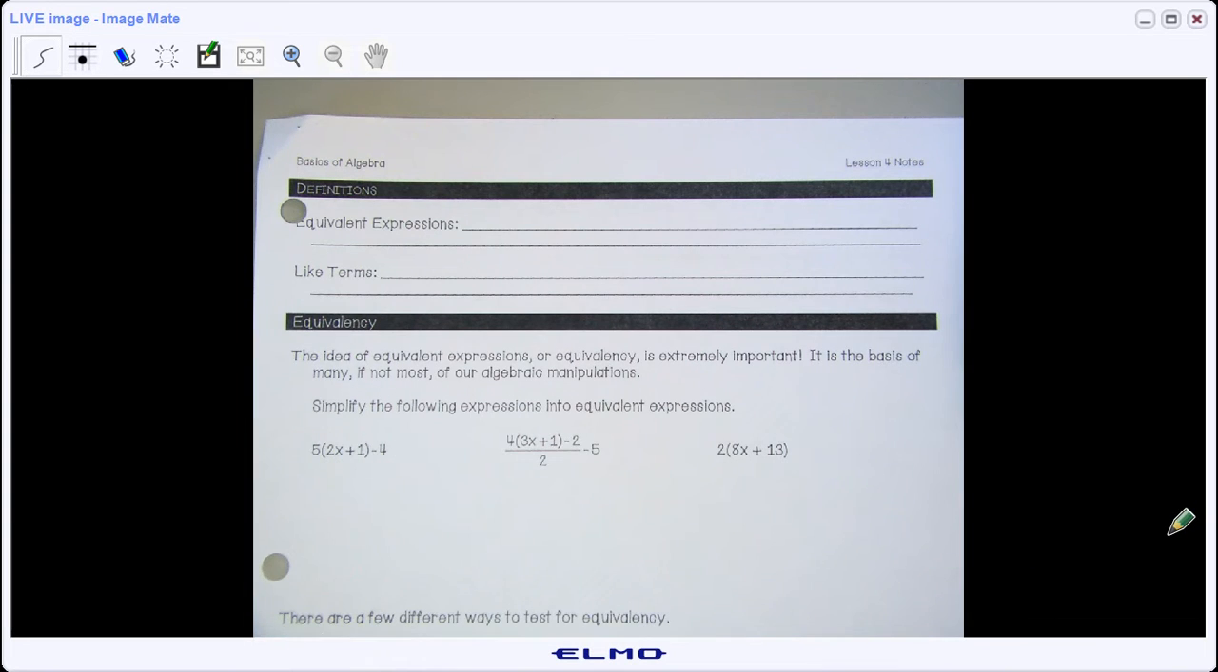All right. Last day of Unit 1. Yay! All right, so we are talking about equivalent expressions.